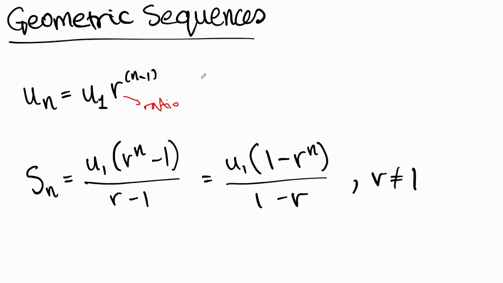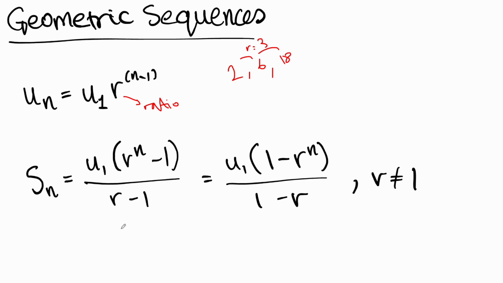For example, if you have 2, 6, 18, and so on, the ratio here would be 3 because each time I'm multiplying by 3.